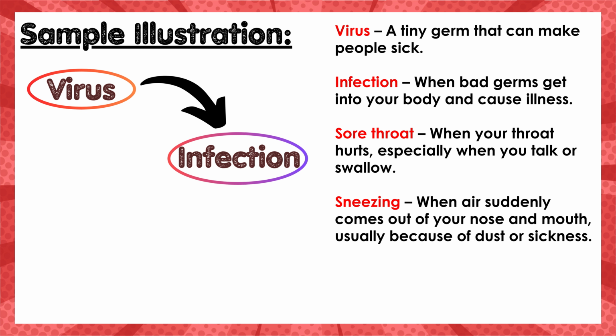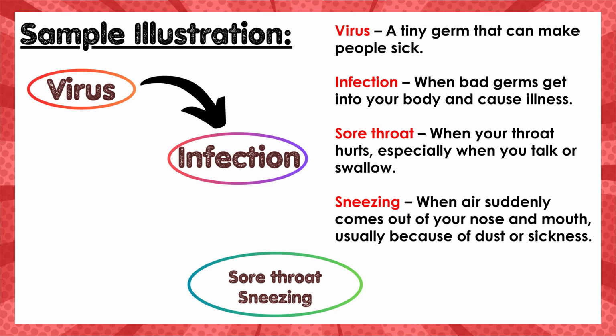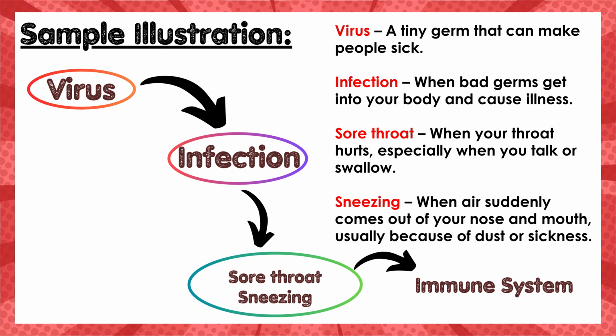Next, when someone has an infection, they might feel a sore throat or start sneezing. That's why we group those two symptoms together under sore throat and sneezing. Then, we connect that to the immune system. This is the part of our body that fights off sickness and helps us get better. As you can see, we used shapes, arrows, and colors to show how all these words are related.